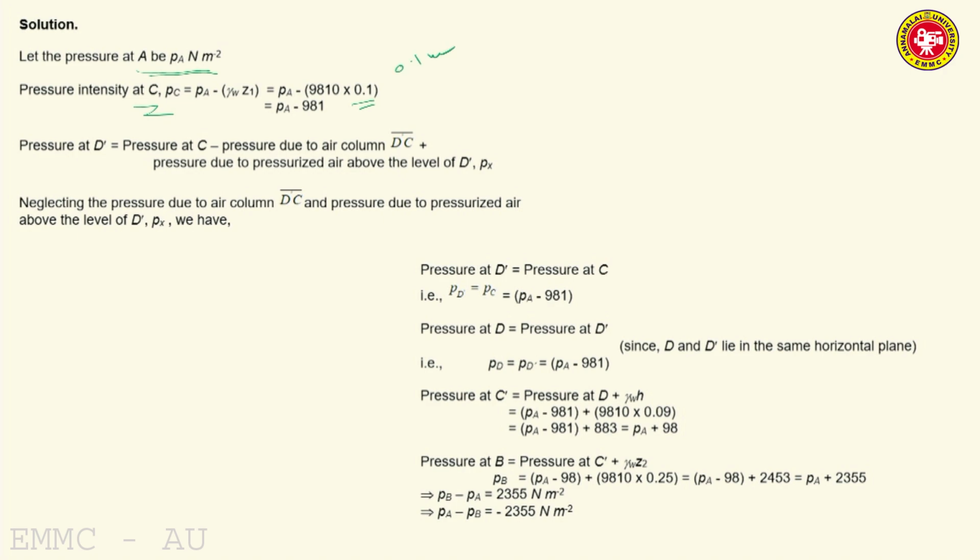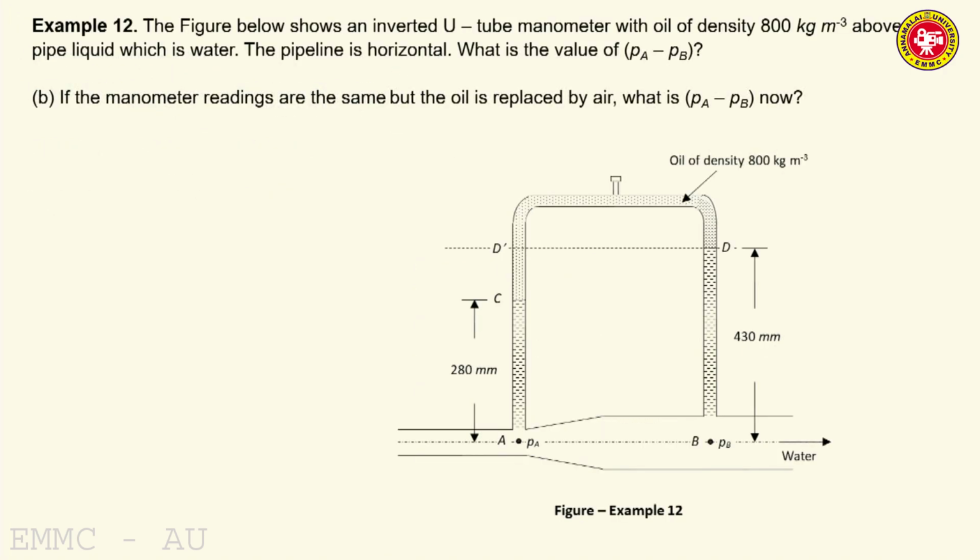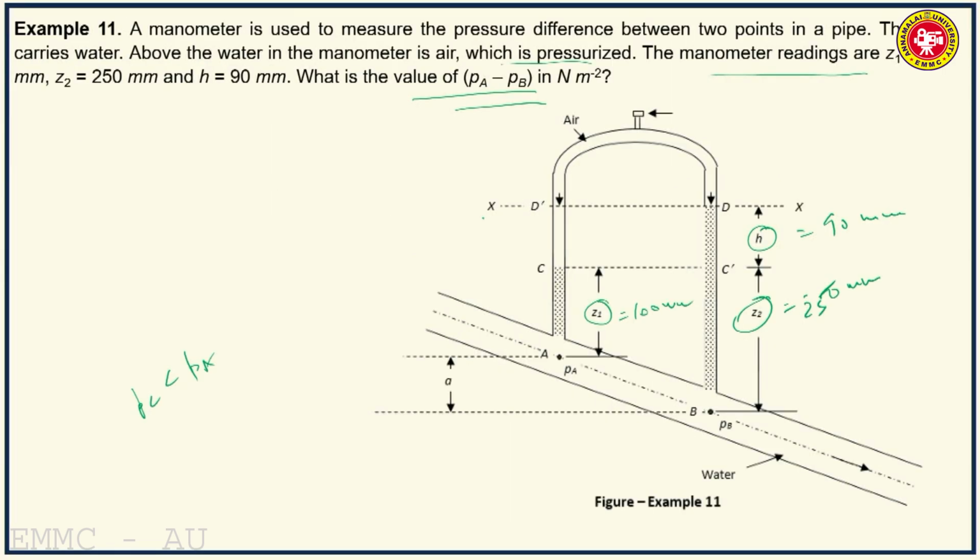So, you get PA minus 981. Then we go to D dash. What is D dash? D dash is a point in the left limb which is in the same level as that of D. D marks the surface of water in the right limb connected to point B.